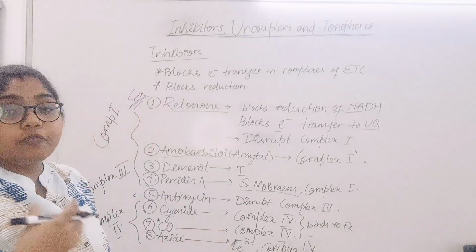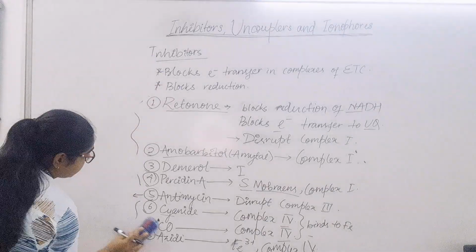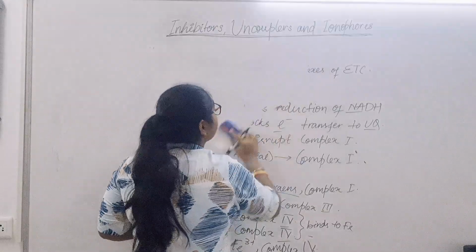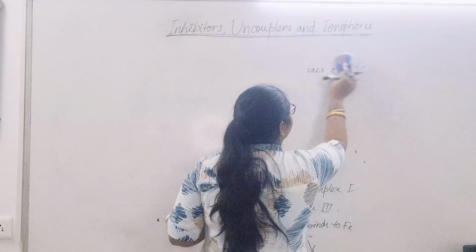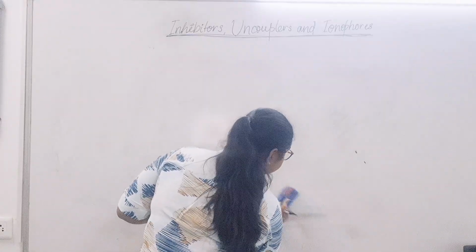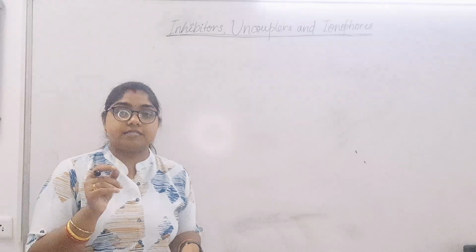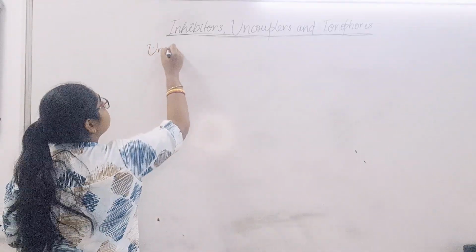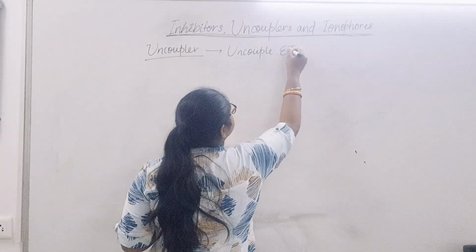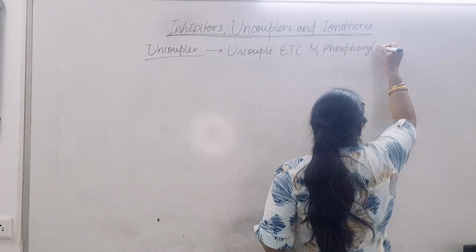Then next we'll discuss the uncouplers. As I said, oxidative phosphorylation is a coupled reaction. The electron transport chain and ATP synthesis are linked with each other, coupled to form ATP. Uncouplers are the chemical substances which break the link between the electron transport chain and the phosphorylation of ADP.